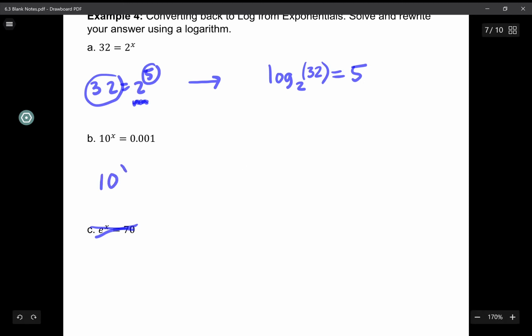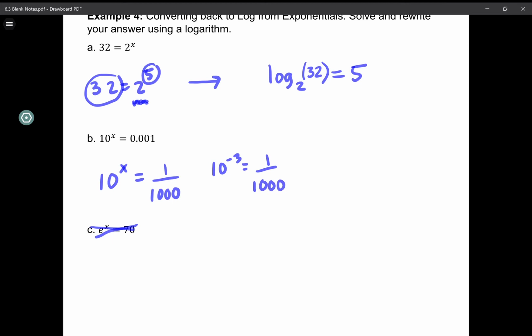10 to what power is equal to 1/1000th? That's such a hard word to say. Sometimes if you write it as a fraction, maybe it's a little easier to see. Well, 1,000 is 10 cubed, right? So 10 to the negative 3 is going to be equal to 1/1000th. All right, so 10 to the negative 3 is 1/1000th.